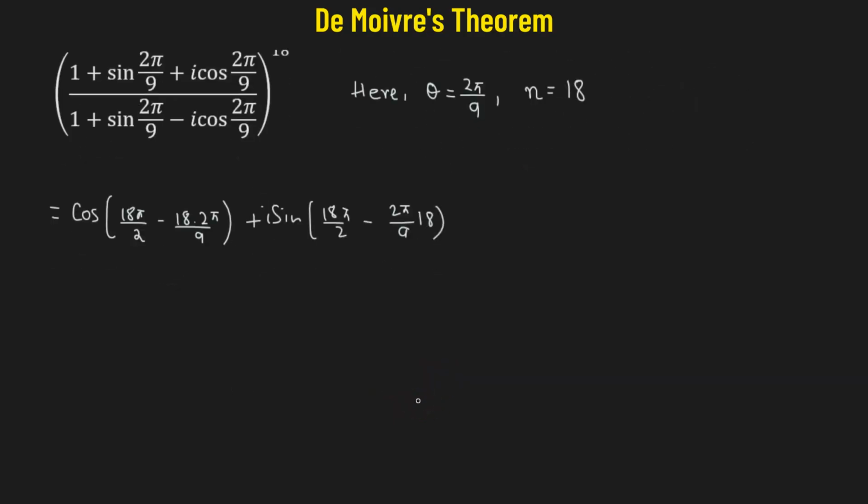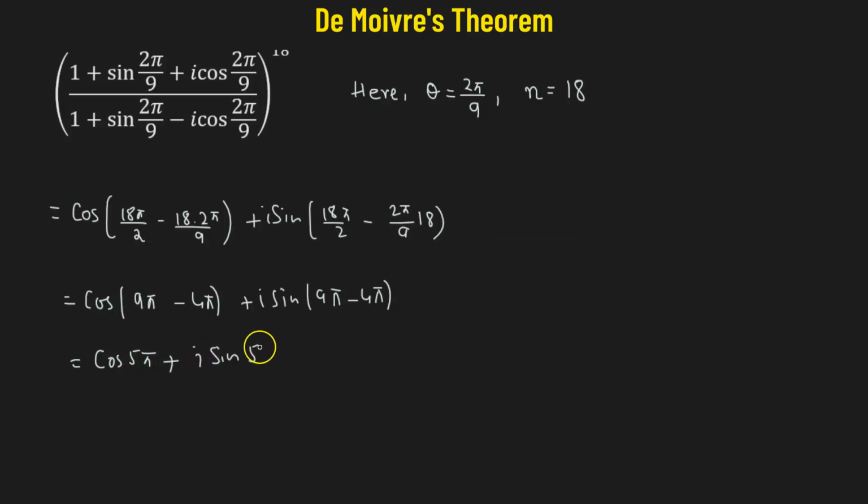So this is going to give us the value cosine of 9 pi minus 4 pi plus iota times sine of 9 pi minus 4 pi. The 9 minus 4, that's 5, so we have cosine of 5 pi plus iota times sine 5 pi. The cosine of 5 pi is equal to negative 1, plus iota times sine 5 pi, that's 0. So that means this entire expression has a value of negative 1.